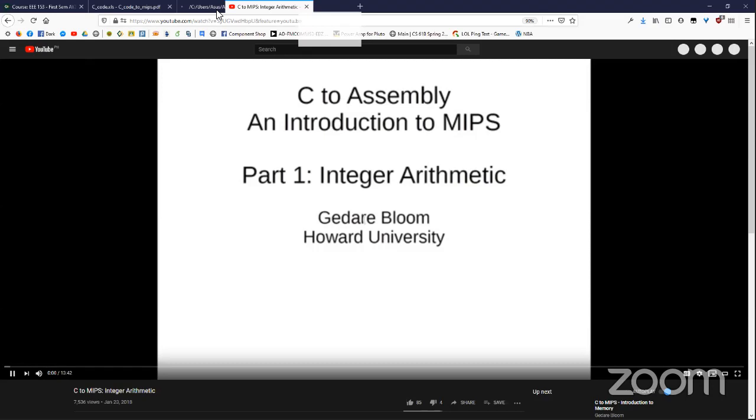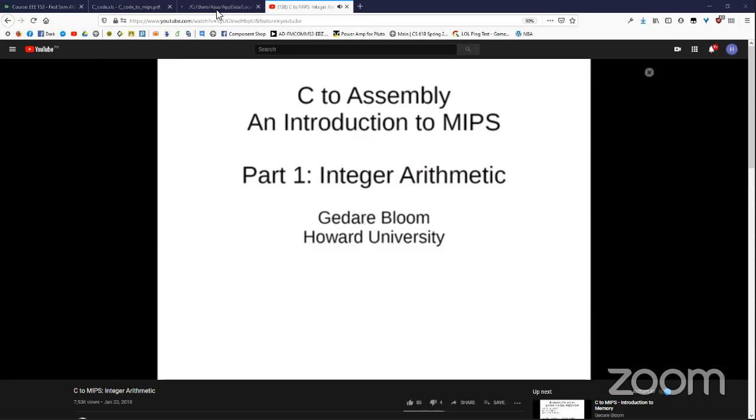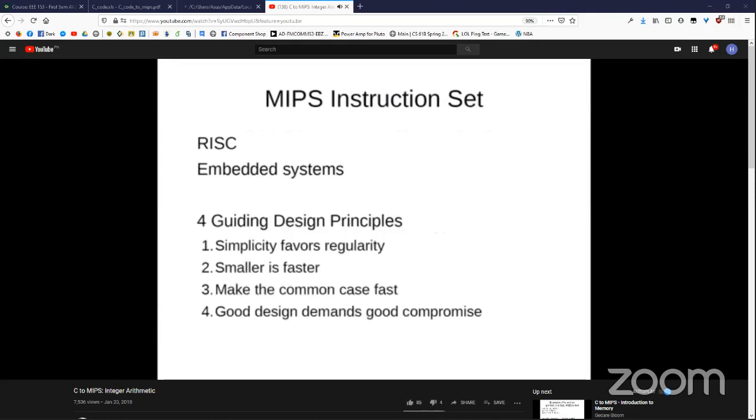Welcome. This is the first part of a multi-part series about programming in systems. This first part is about integer arithmetic. The assembly language program will be using the MIPS Instruction Set. MIPS is a reduced instruction set computer.